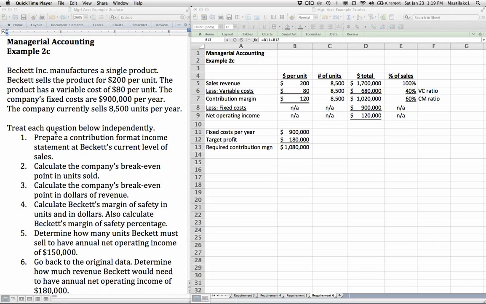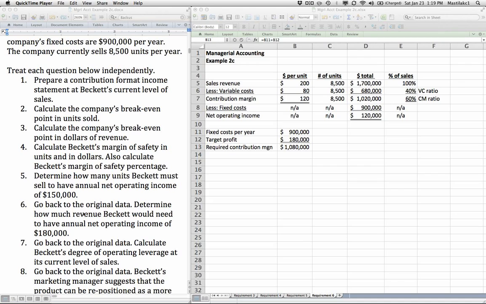Continuing example 2C, requirement 6. Go back to the original data. Determine how much revenue Beckett would need to have annual net operating income of $180,000. So it's another target profit question, just like the one before, with a slight difference.